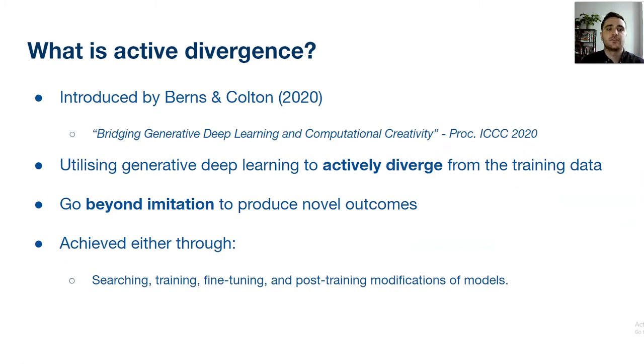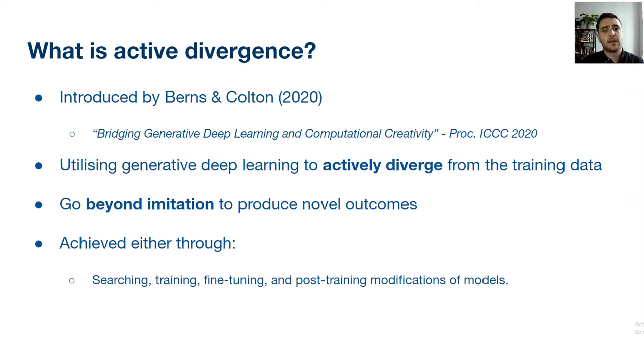So what is active divergence? Well, this term was introduced by my co-authors, Sebastian Burns and Simon Colton, in a paper from last year's ICCC titled Bridging Generative Deep Learning and Computational Creativity. And they define active divergence as using generative deep learning in ways that actively diverge from the training data. And this is an important distinction to make because all of the standard approaches for training generative models are to minimize the divergence from the training data.